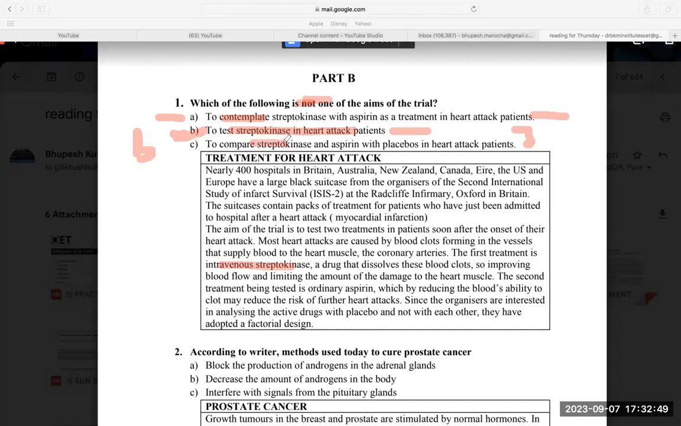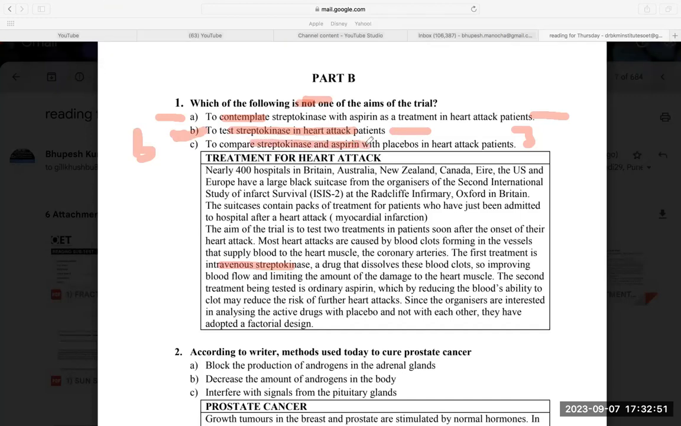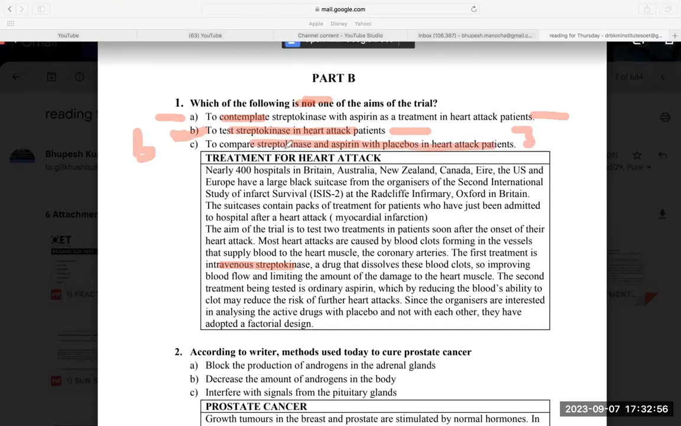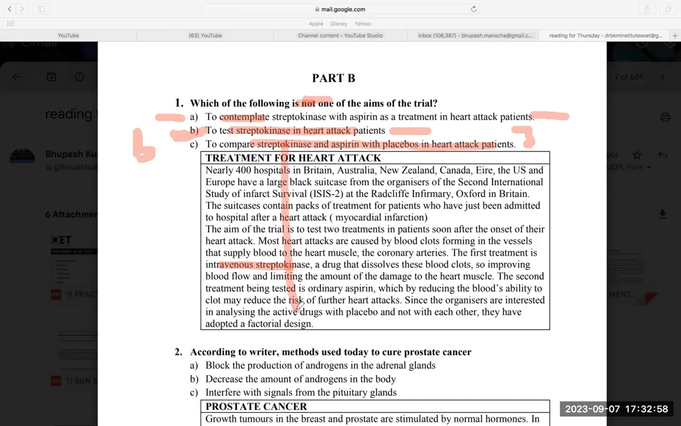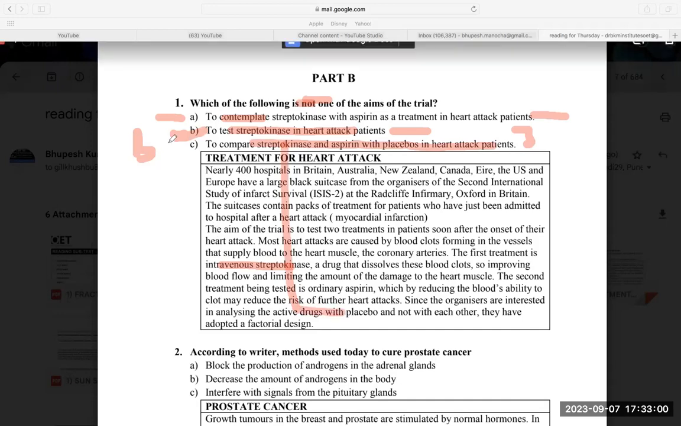To compare streptokinase and aspirin with placebos in the heart attack patients. So that is also good, to compare active drugs with placebo, that is also given. The one I am confused about is to contemplate aspirin as a treatment. So that is where I think A should be the answer.